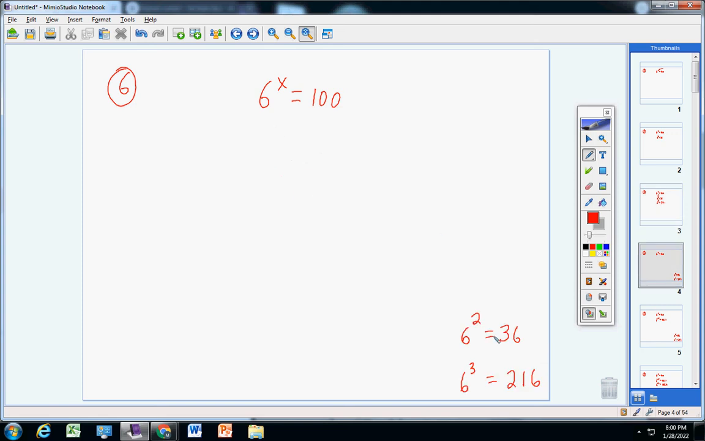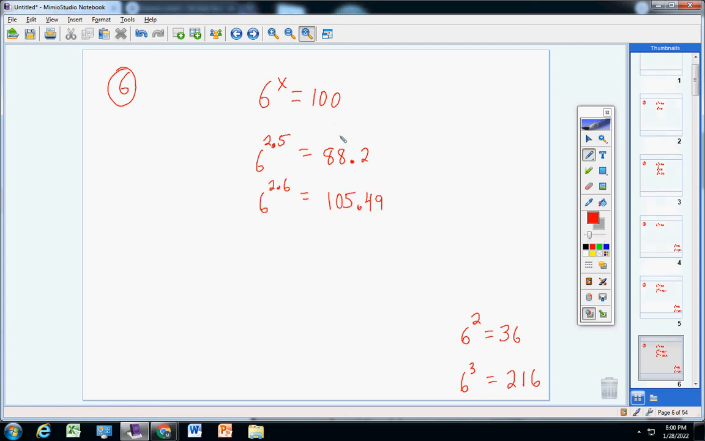So I'm going to move this down here. And now with my calculator, I tested 2.1, 2.2, 2.3, 2.4. And what I found out is 6 to the 2.5 is 88.2. So I'm good. I did not go over 100. 6 to the 2.6 is 105. I went past the 100. Now, yes, you could try to get more and more exact. We are not going to do that. We are going to one decimal place, and that's it. So this here is not your answer because it goes over 100. So 2.5 would be your answer. That's as close as we're going to get.